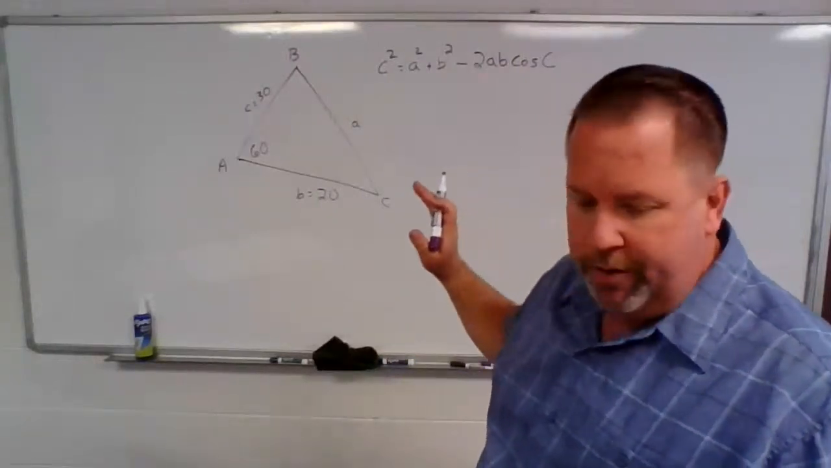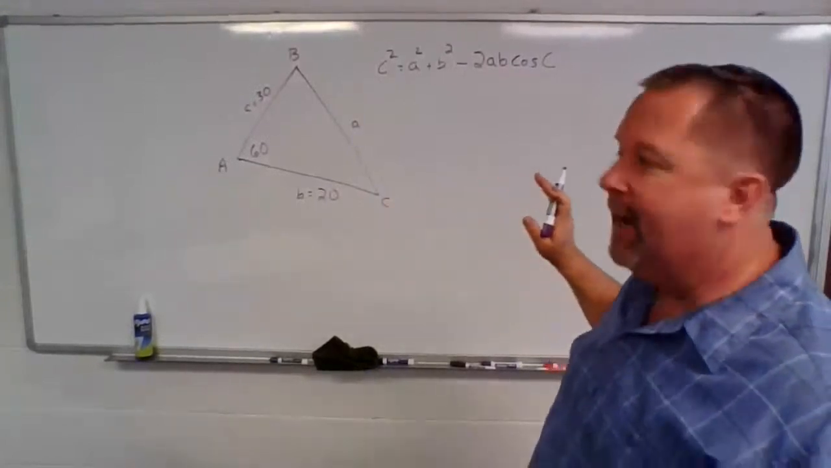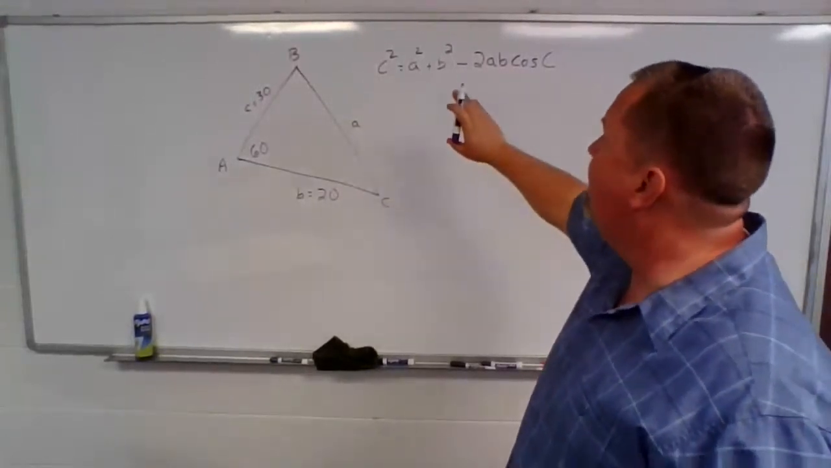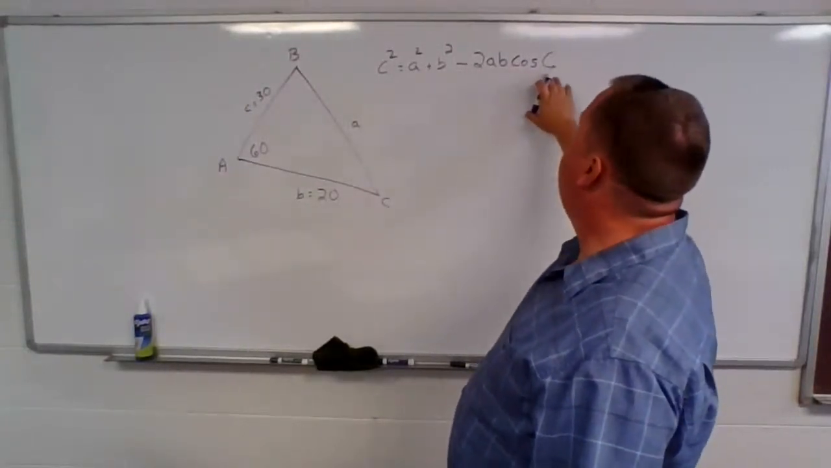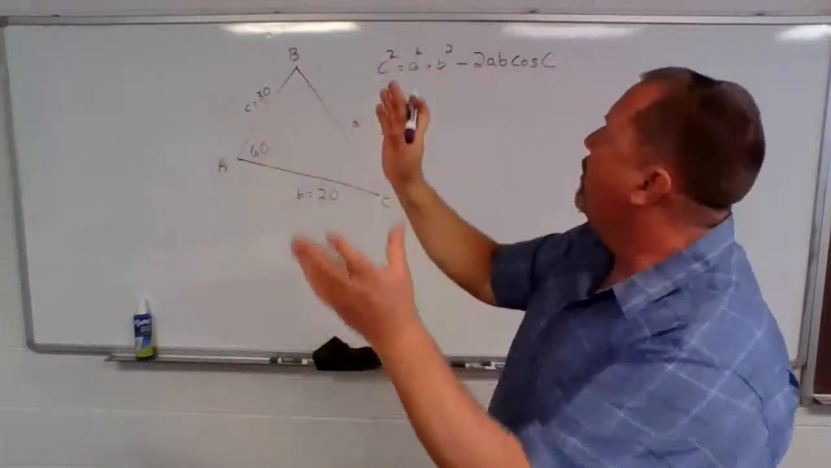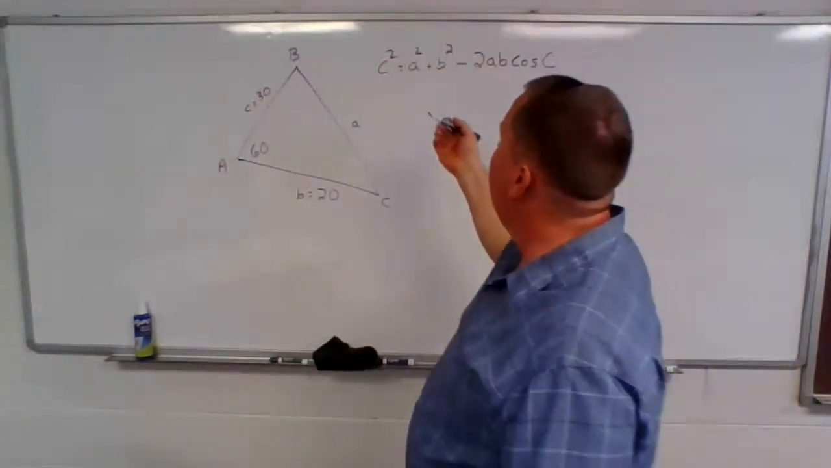I don't think in your notes I gave you all of the different parts. Looks like I did not. But just as this says c squared equals a squared plus b squared minus 2ab cosine c, we can rearrange this to deal with any side. And hopefully you'll get used to this.